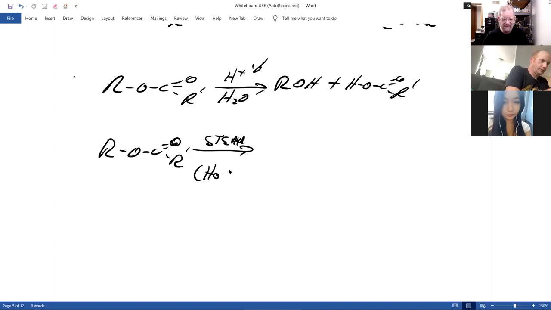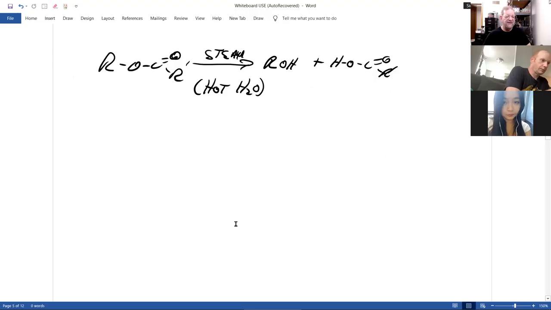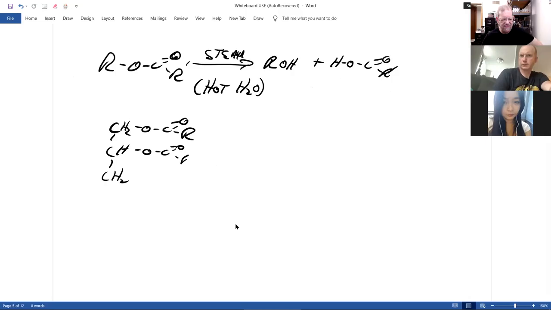So oil chemists found, well, before I ever joined, eons ago, that if you use steam and react it with an ester, fats and oils, and what's steam? Hot water, very hot. If it's high pressure, dangerously hot, you can die from it if you're not careful. And it does the same thing as acid hydrolysis. And the company I worked for, this is how we made our fatty acids and glycerin.